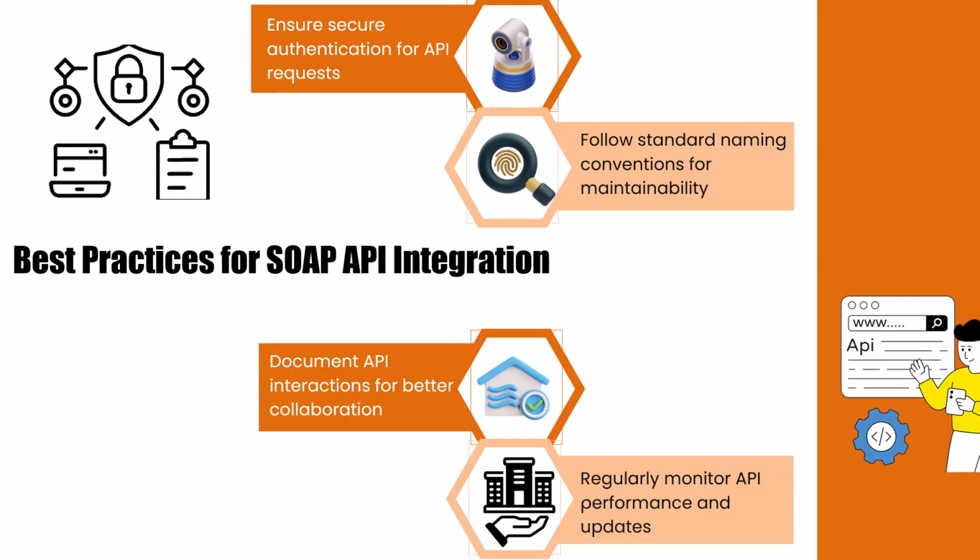Using SOAP APIs efficiently is about balance. Security, structure, and performance all matter. First, we secure our API connections so no unauthorized access happens. Then we follow naming conventions so others can understand our work without needing a decoder ring. Documentation ensures smooth teamwork, and regular performance monitoring keeps our setup in top shape. With these practices, SOAP API integration will feel less like a maze and more like a well-planned roadmap.